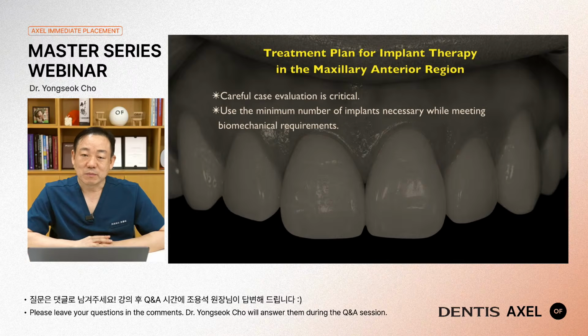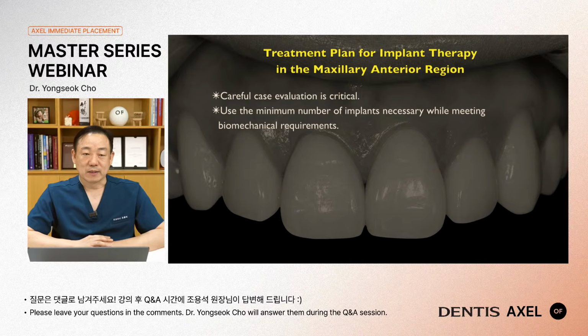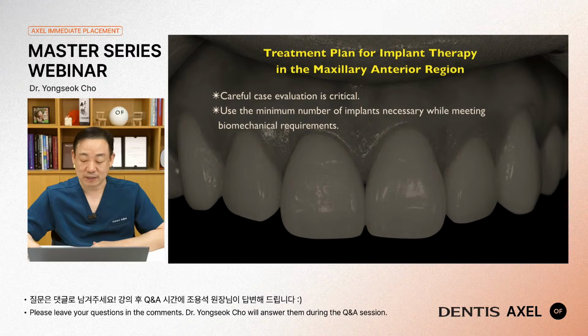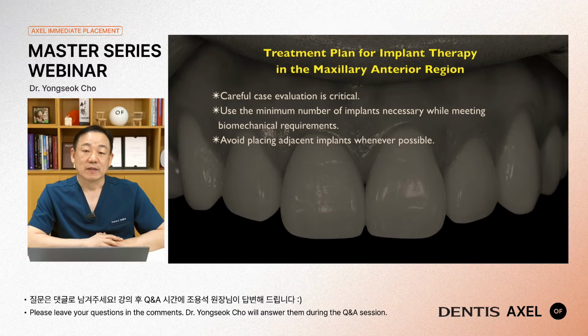Use the minimum numbers of implants necessary while meeting biomechanical requirements. At molar site, we recommend sufficient numbers of implants to resist occlusal load. However, in anterior maxillary area, you must think about aesthetic outcome also. So to make aesthetic outcome, it's better to place less implant if necessary.